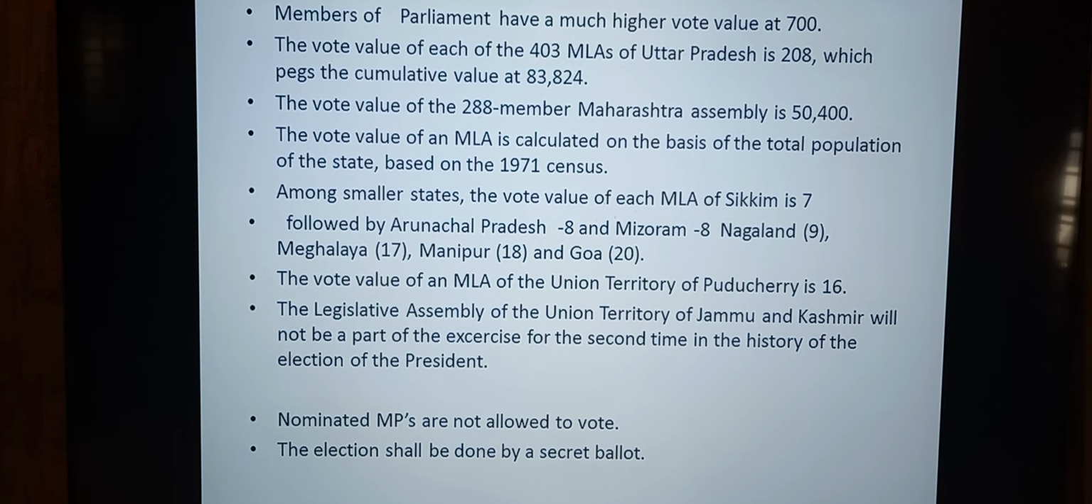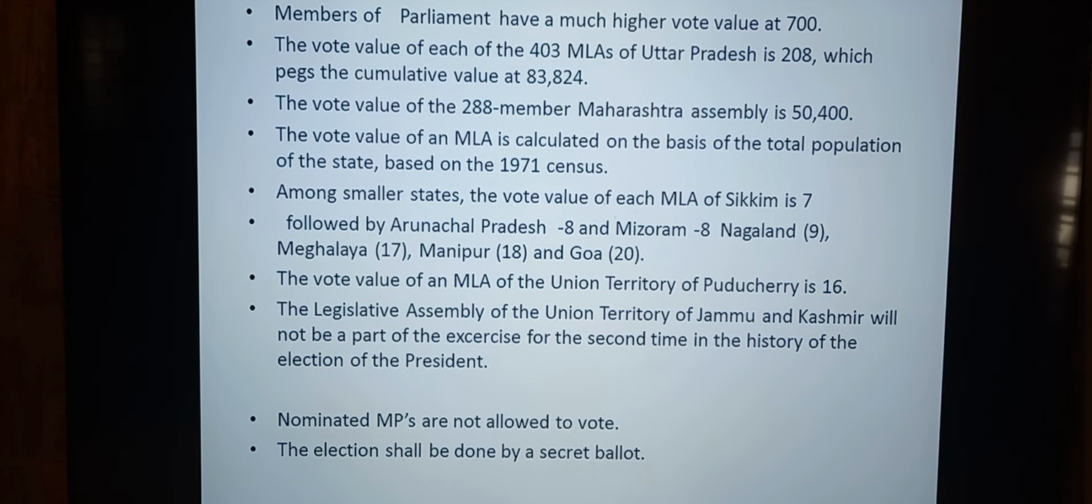The vote value of each of the 403 MLAs of Uttar Pradesh is 208, which gives a cumulative value of 83,824. Like so, the vote value of each state is calculated. Among the smaller states, the vote value of each MLA of Sikkim is the lowest, at 7. It is followed by Arunachal Pradesh, at 8, Mizoram, at 8, Nagaland at 9, Meghalaya 17, Manipur 18 and Goa 20. The vote value of an MLA of the Union Territory of Puducherry is 16.